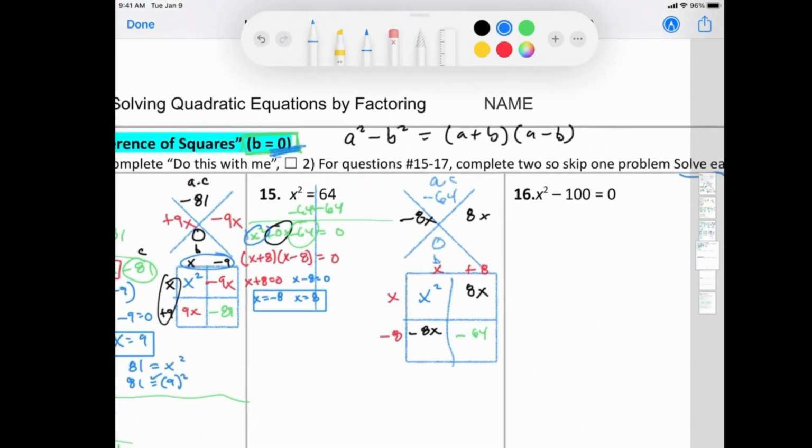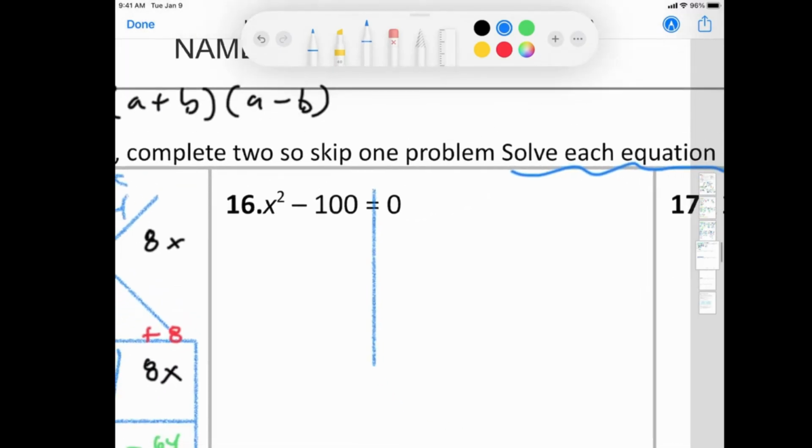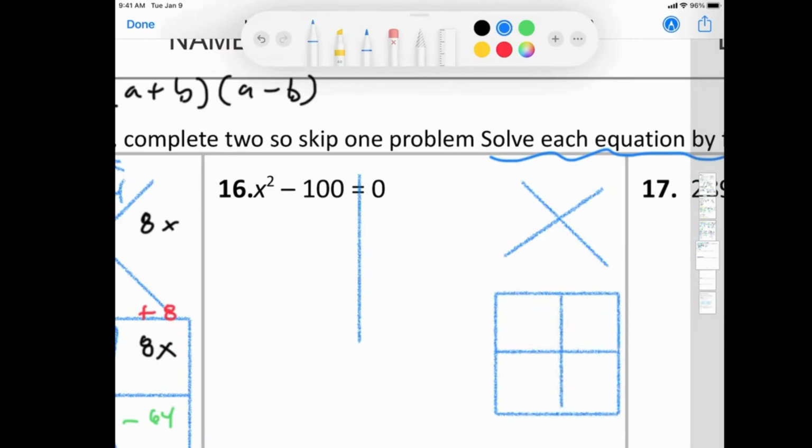Alright, let's try number 16. It's nice because it's set equal to 0. And then I'm just going to have to use my x on my box. A times c is, remember this is x squared plus 0x minus 100. A is 1, b is 0, c is negative 100. So 1 times negative 100 is negative 100. My b value is 0. My numbers are going to be the identical ones, so 10 and negative 10.